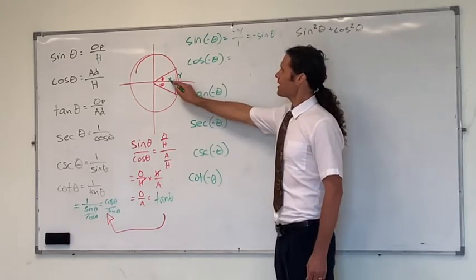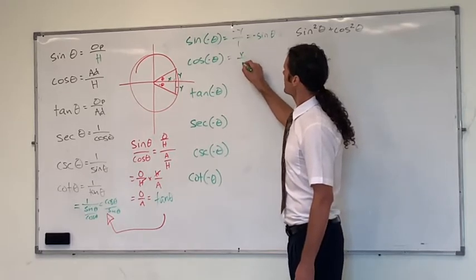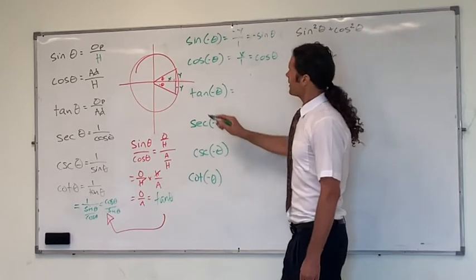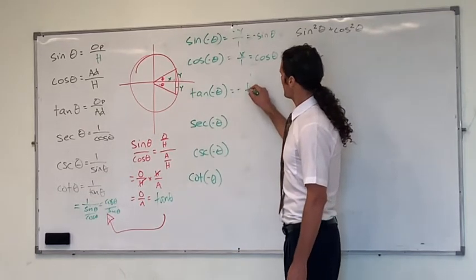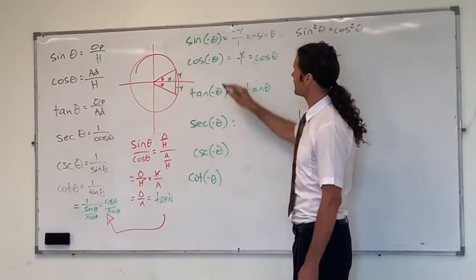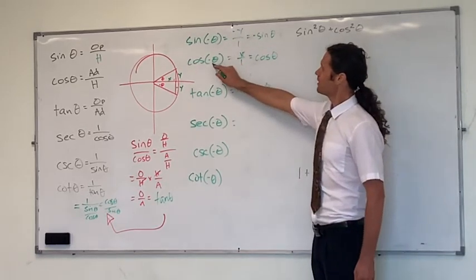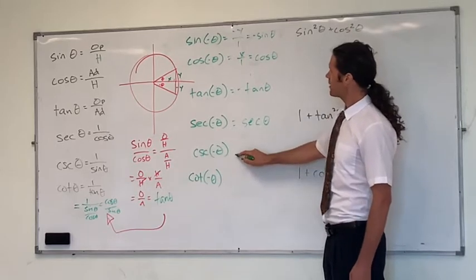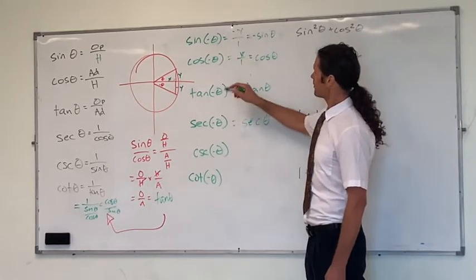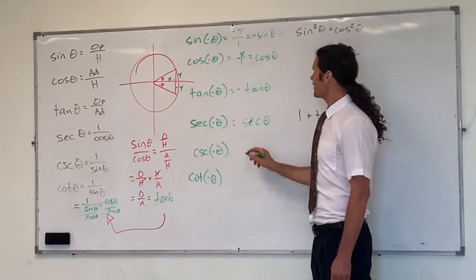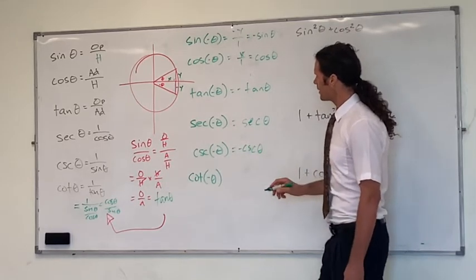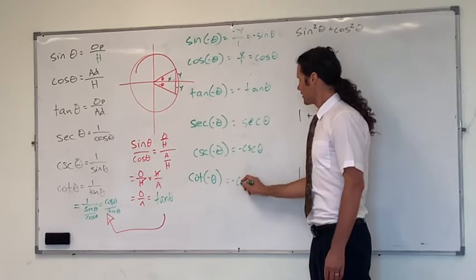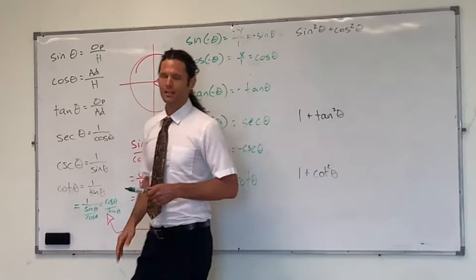Cosine of negative theta is still that x. X doesn't turn negative, and so we've still got x over 1, or x over h, which is equal to cosine theta. Tangent of negative theta, again, we're switching the sign of the y here, and so we get negative tangent theta. Secant, remember this is 1 over cosine. 1 over cosine of negative theta is equal to 1 over cosine of theta, that's equal to secant theta. Cosecant of negative theta is equal to 1 over negative sine theta, or negative cosecant theta. And then cotangent of negative theta is 1 over tangent of negative theta, or 1 over negative tangent theta, or negative cotangent theta.